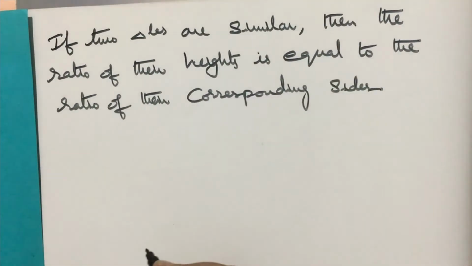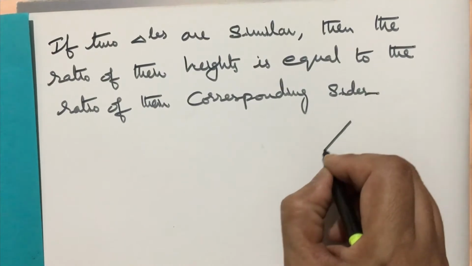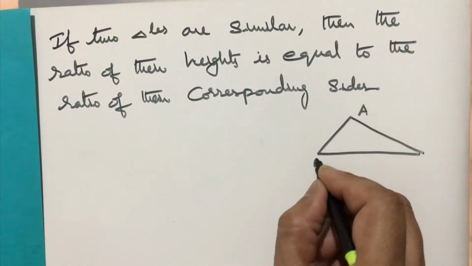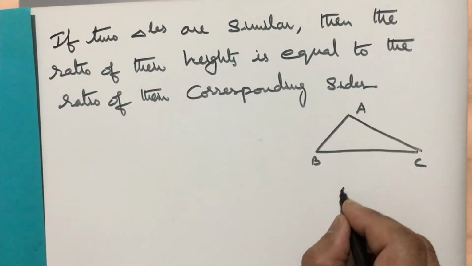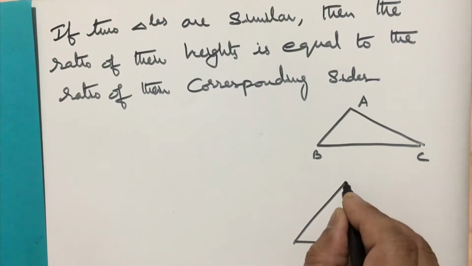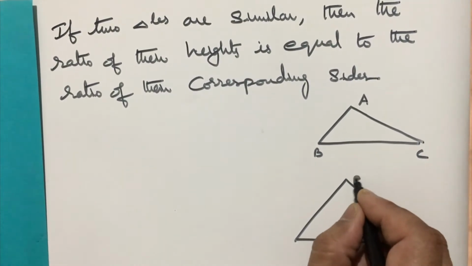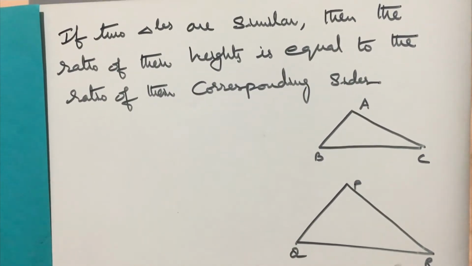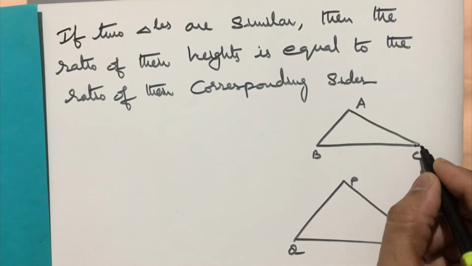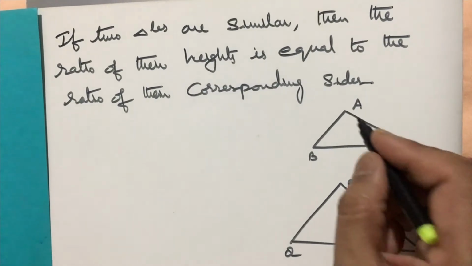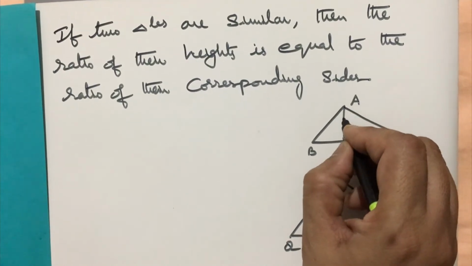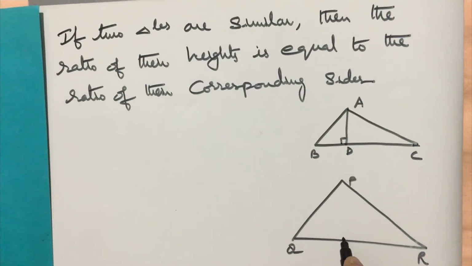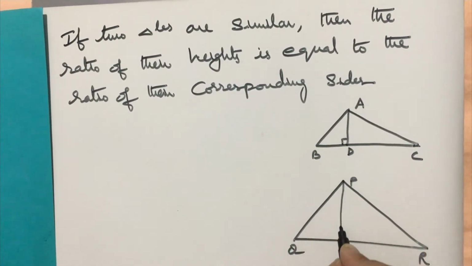How to prove it? I take triangle ABC and triangle PQR, two similar triangles. In them, I am taking the heights also according to the respective triangles. They are nothing but the altitudes. So I am drawing AD perpendicular to BC and PS perpendicular to QR.